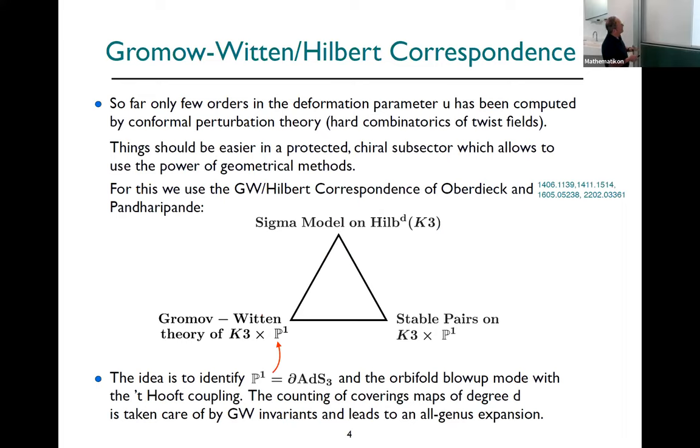So, this is now the idea. So far, a few orders and generations we have done, and that involves a complicated combinatorial matrix-factorization representation, and so on, and we get a whole industry working on this. But just from general gut feeling from algebraic geometry, there should be a linear method which focuses on a chiral or BPS subsector of the theory, and then one can use the mathematical method. The centerpiece is this Gromov-Witten Hilbert correspondence by Hodge et al.